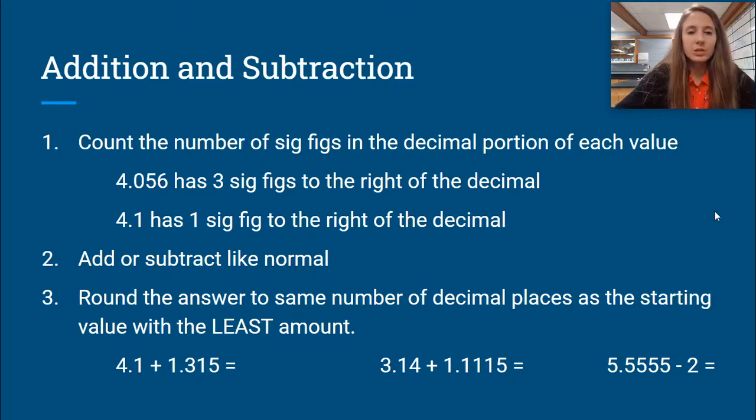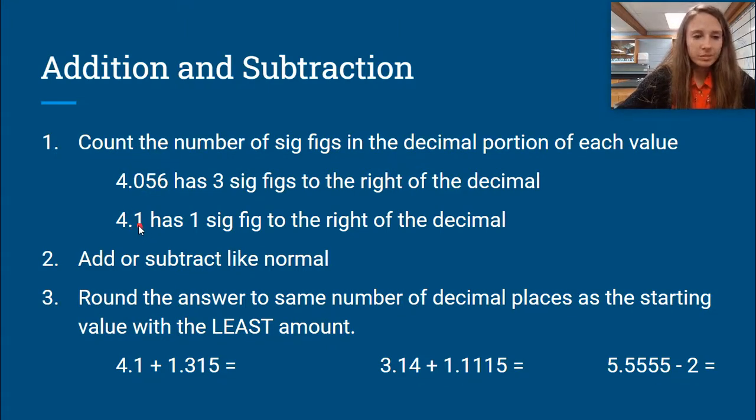The first step is that you are going to count the number of sig figs in the decimal portion of each of your starting values. An example of this, if we have 4.056, we are going to count how many significant figures are to the right of the decimal. So we know that this 0 is significant because it is between two non-zero digits, and the 5 and the 6 are both significant because they are non-zero digits. So therefore, this number has 3 significant figures, 1, 2, 3, to the right of the decimal.